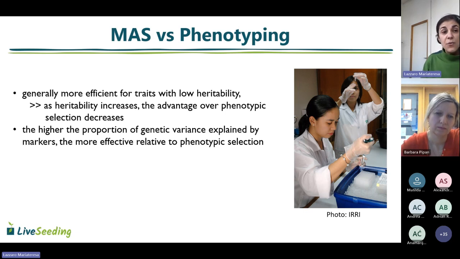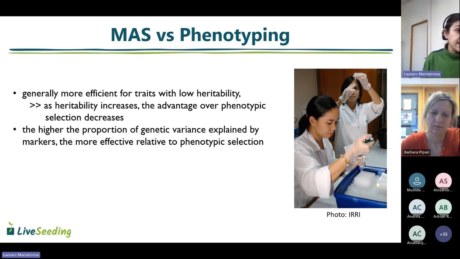Another case is a trait which might have high heritability, for example, the alkaloid content in white lupin, but it might be extremely expensive to do the phenotyping. In our case, one needs gas chromatography, which is about 200 to 300 euro per sample. So in this case, if we have a marker for the selection, it really reduces the cost.